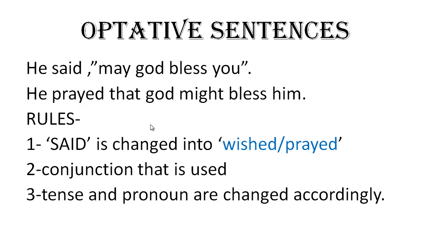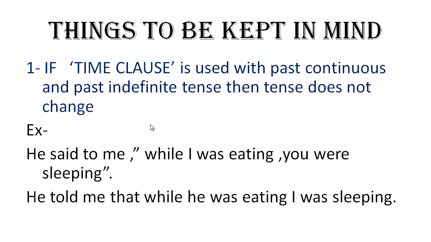Now optative sentences, whenever there are some wishes and some prayers, then these sentences are known as optative sentences. You can look at the examples. He said, may God bless you. He prayed that God might bless you. Now rules, said is changed into wished or prayed, conjunction that is used, and tenses and pronouns are changed accordingly.